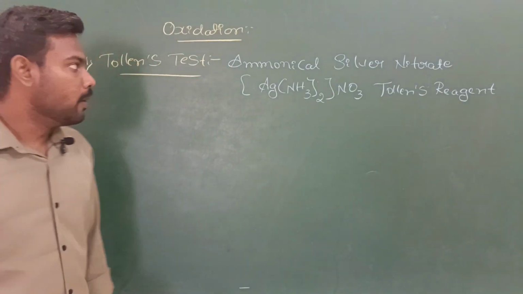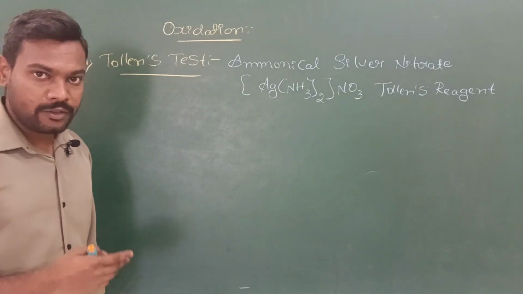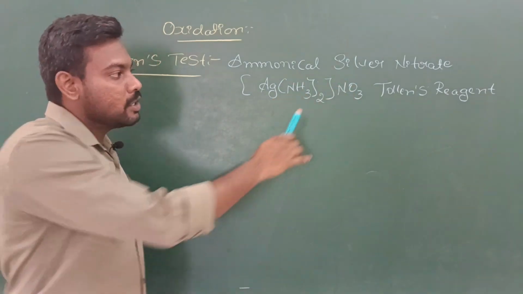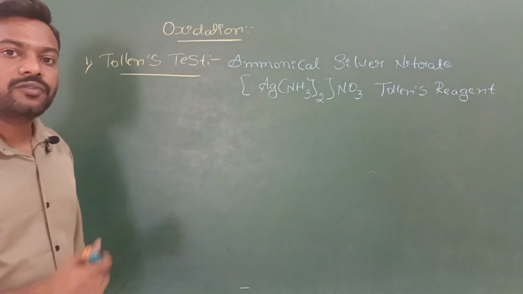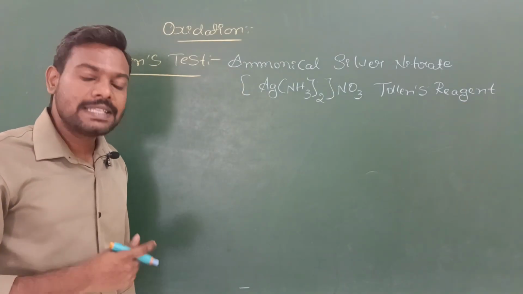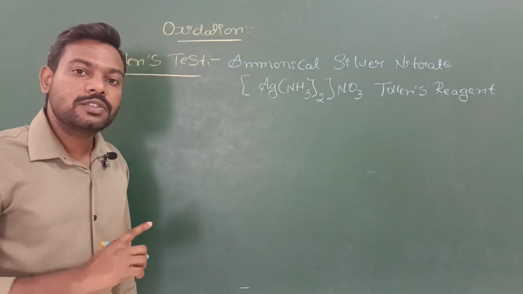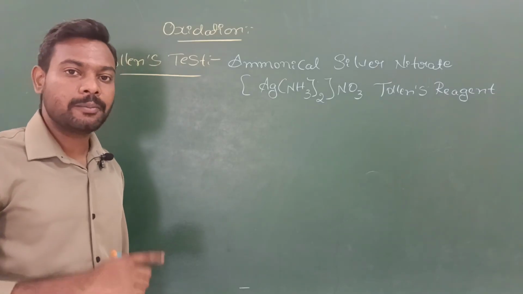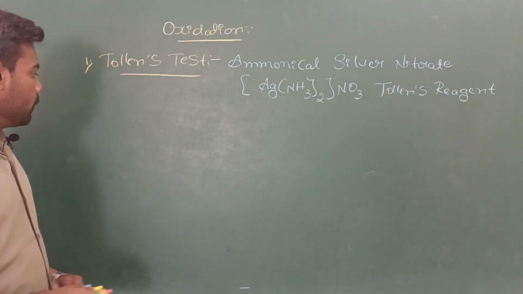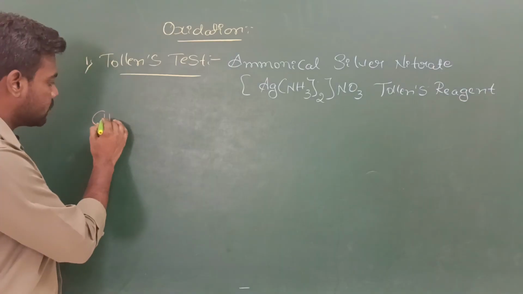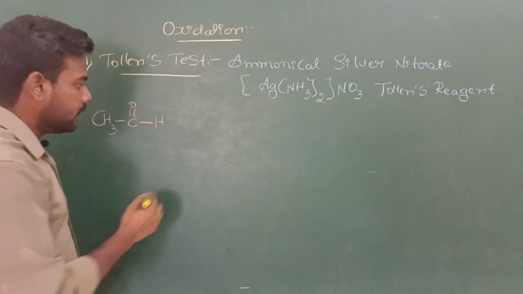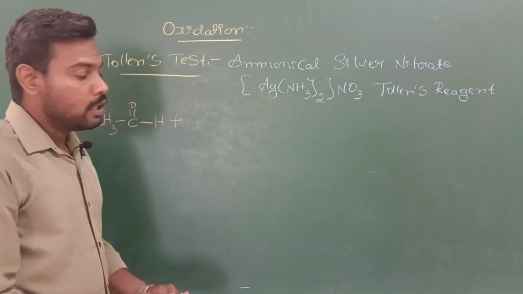Clear? Okay. When aldehydes are heated with ammoniacal silver nitrate, that is Tollens reagent, they form a carboxylate ion, and there will be a formation of silver mirror on the walls of the test tube. This indicates the presence of the aldehyde group.